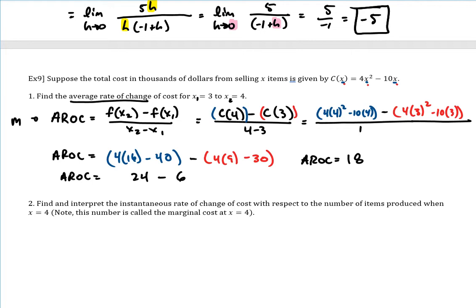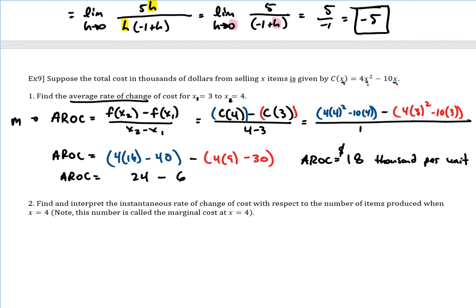Okay, and then we just want to, again, make sense out of this since it's an application. So it says the total cost. So this is a cost. Notice our top is about cost, and then these are the items that are being sold. So this means this is in thousands of dollars. So 18,000. I'll just write it in words. So $18,000 per unit.